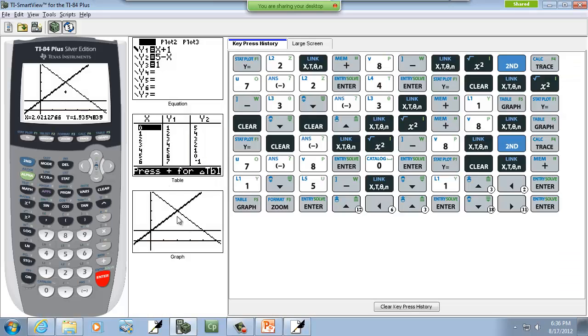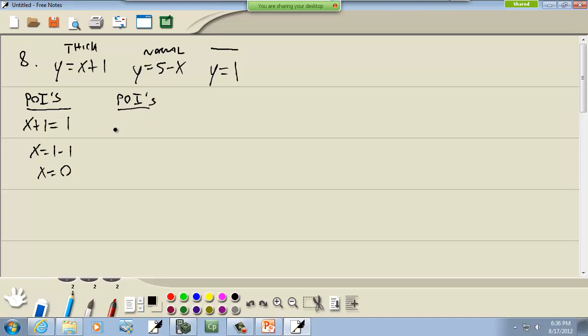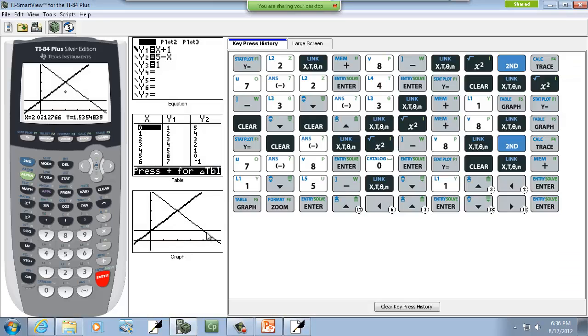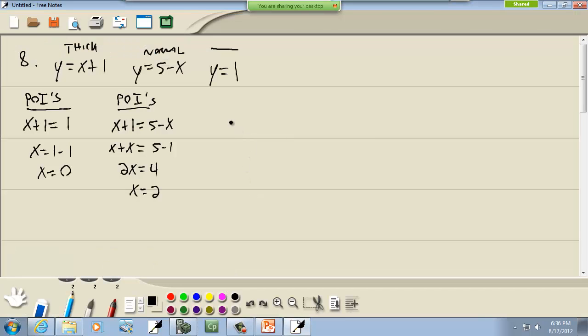This next one, we're wondering what this value is right here. It looks like 2, doesn't it? But this is the intersection of the thick line and the normal line. So thick line and normal line. So I'll set those equal to each other. Get all the x's on one side. We get 2x is equal to 4. Divide both sides by 2. And we get x is equal to 2. No big surprise. That's what it looked like. And then this right here looks like 4, but we'll verify that. That's the intersection of the normal line and y is equal to 1.